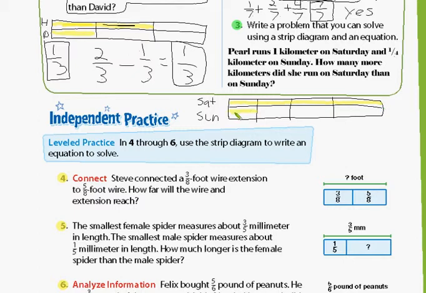So the difference is 1, 2, 3/4. So she ran 3/4 more on Saturday. So we'll write 3/4. Or we could do it in an equation, which would be 4/4 minus 1/4. 4 minus 1 is 3, so 3/4. She ran 3/4 of a mile further on Saturday than she did Sunday.